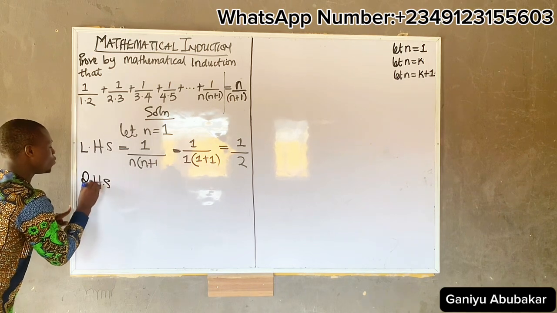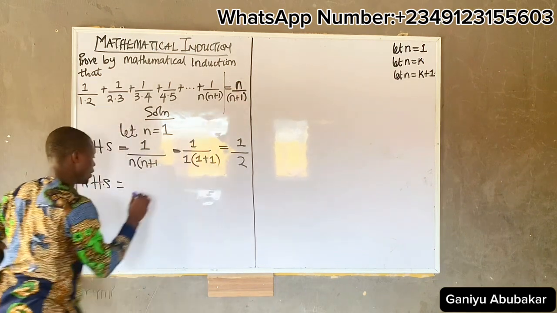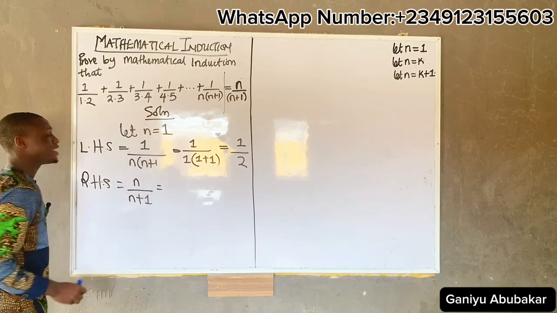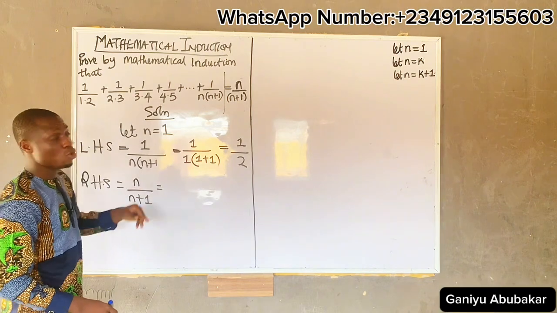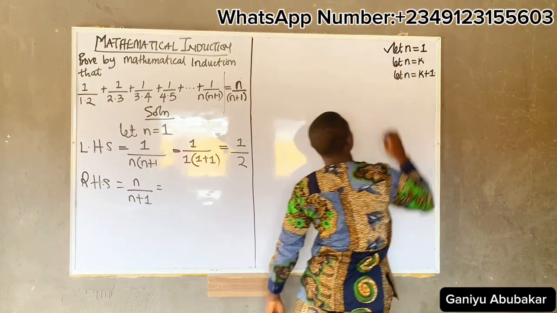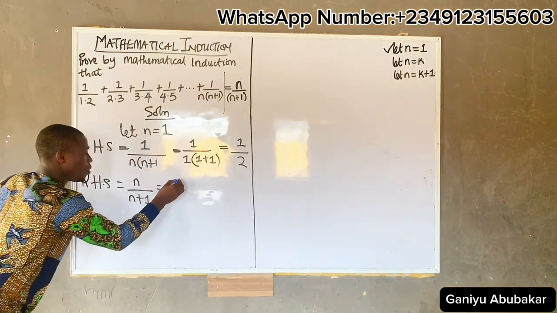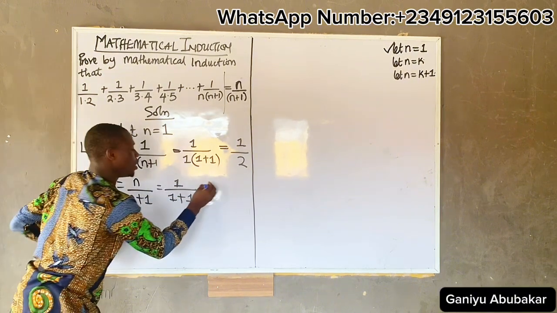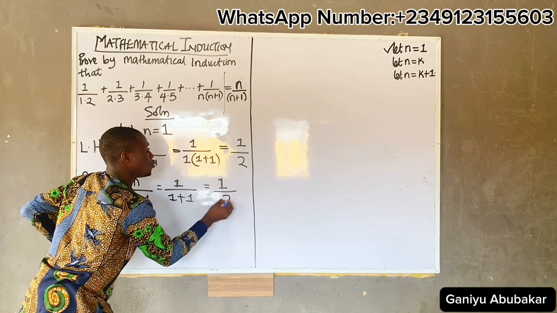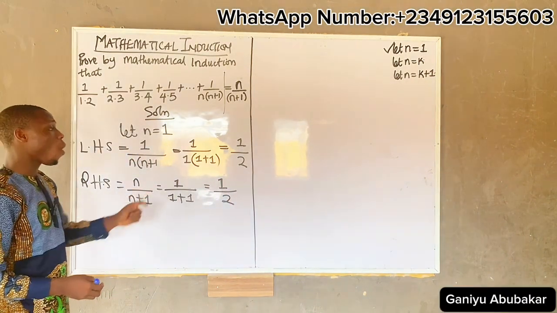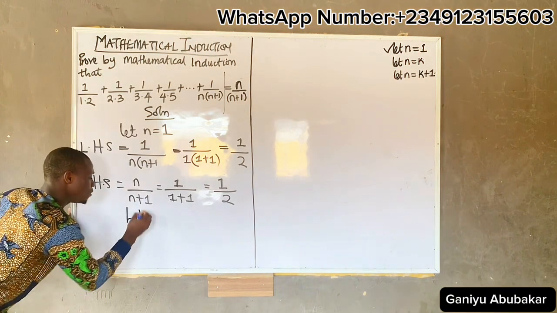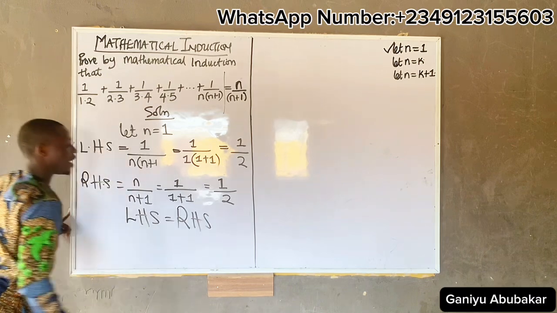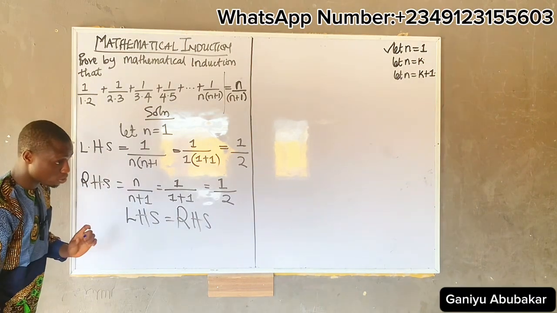For the right hand side, what do we get? I have n over n plus 1. We said the task is to put n as 1. We are still in the first rule, the first step. Put n as 1, I'll have 1 over 1 plus 1. Please give the value here: I'll have 1 over 2. That's all. So observe that my left hand side is equal to my right hand side. So my first step is done.